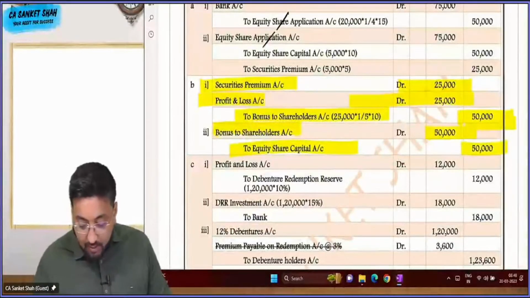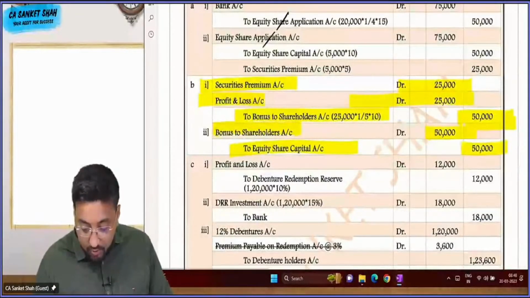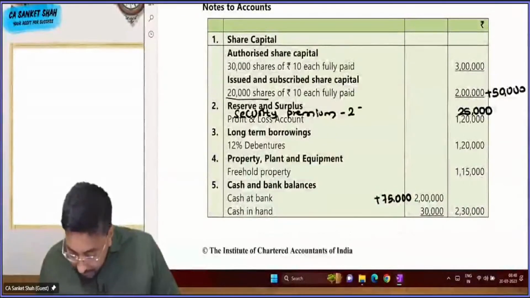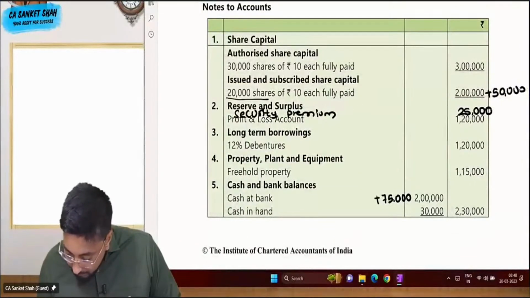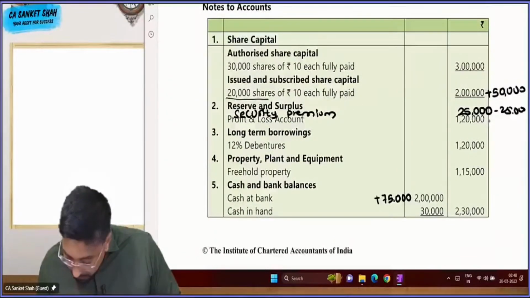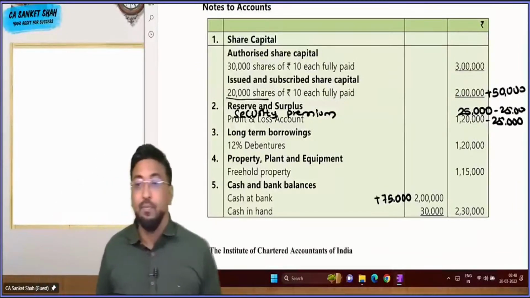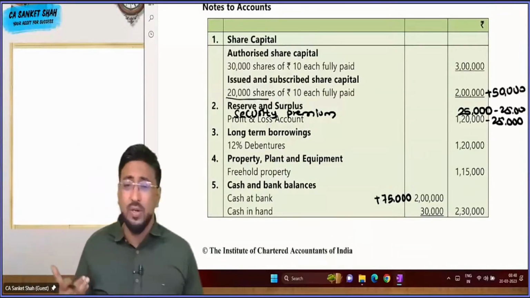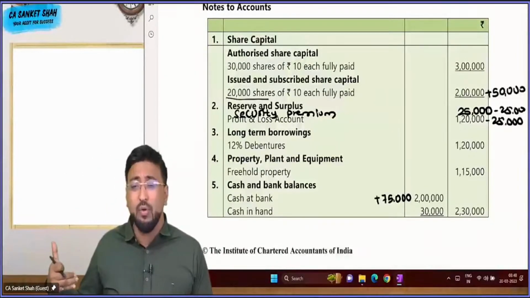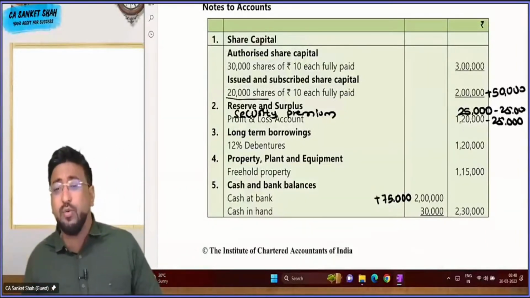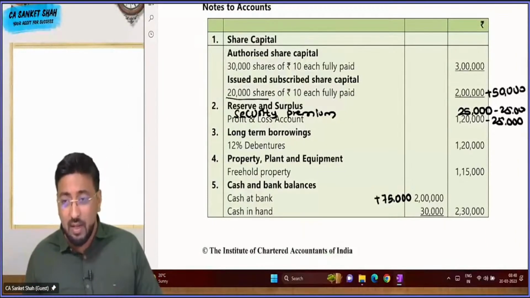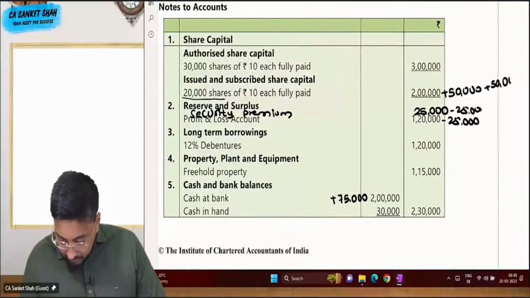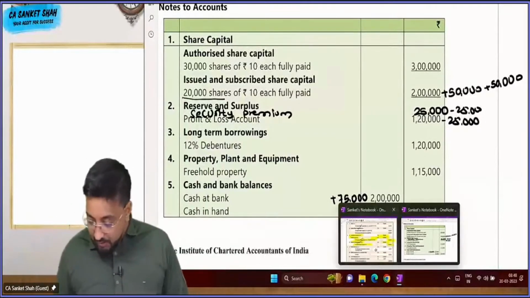Which is a temporary account, beta? Bonus. So security premium minus 25,000 and P&L minus 25,000. So from P&L we reduce 25,000. Any difficulty in this? It is very simple, sir. Bonus entries we have already done. Security premium account debit, P&L account debit to bonus to equity shareholders, bonus to equity shareholders account debit to equity share capital. So capital we will increase by 50,000.